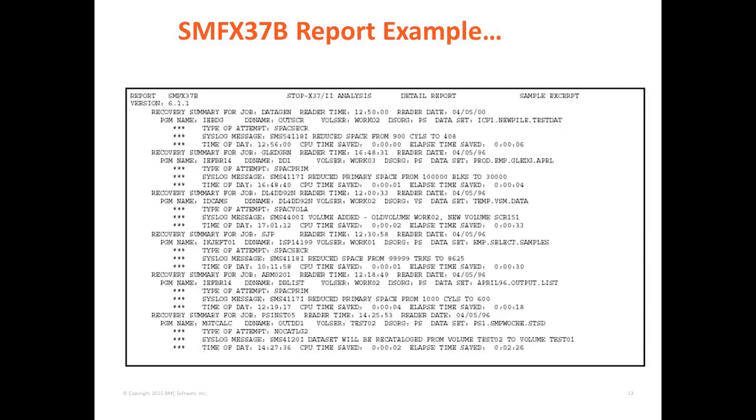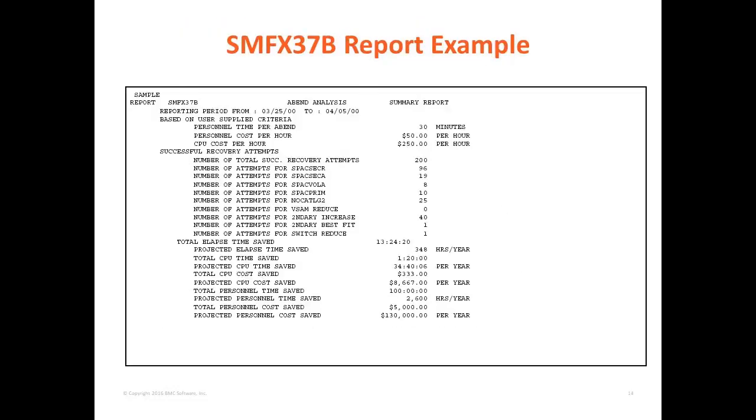An example of the X37B output, listing each job that received a recovery action, the type of action, the data set recovered, the step name, and other date-time information. The second half of the report contains the cost savings information based on the recovery actions taken and the values specified on the PARM statement.